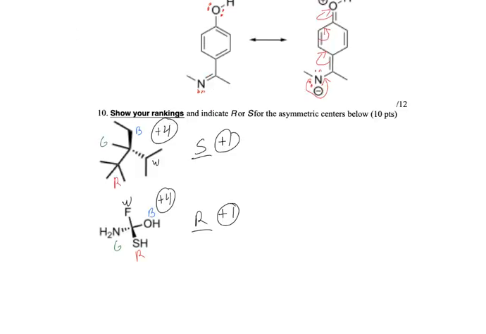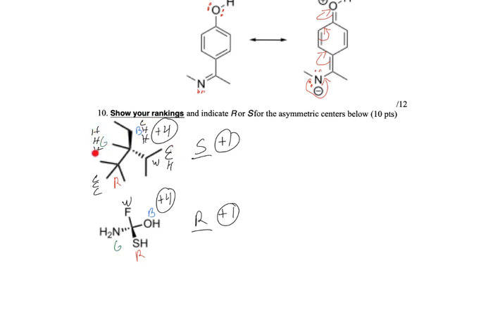Some rankings. For this one, we'll do the first one. Carbon, carbon, carbon, carbon is all a tie. This one is bound to 3 hydrogens, so I can draw these in: H, H, H, C, H, H, C, C, H, and C, C, C. So this would be the lowest ranked.